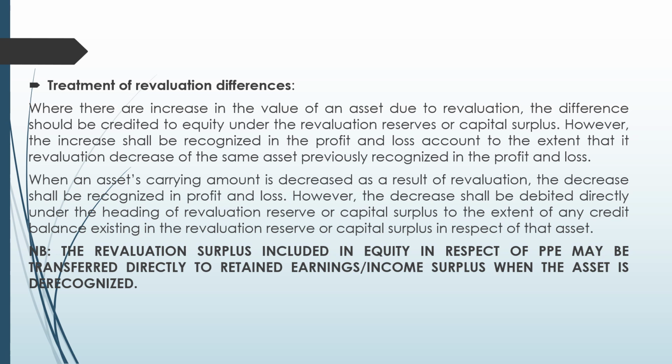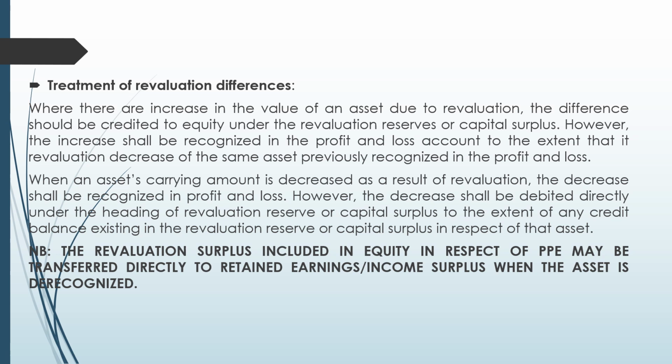So when we've done a revaluation and we realize that there's a gain on that revaluation, that gain doesn't go into P&L. It has to be classified under reserves, revaluation reserves, or a capital surplus. So that item is being classified under equity, or is being credited to equity, with the amount or the value of the gain.